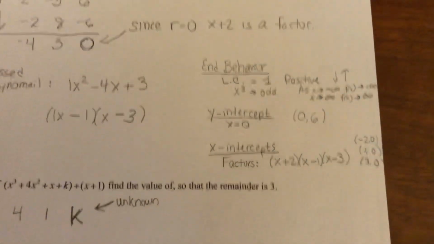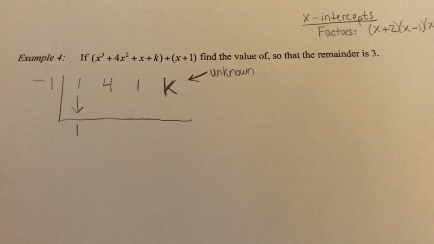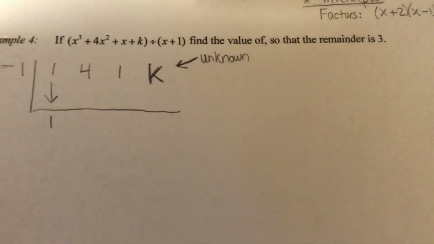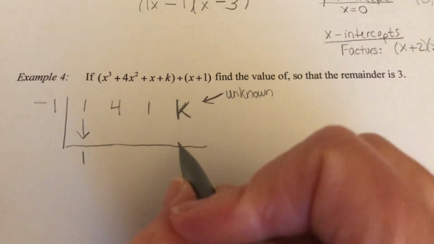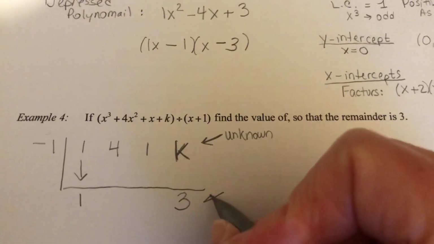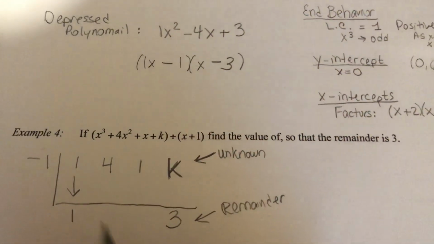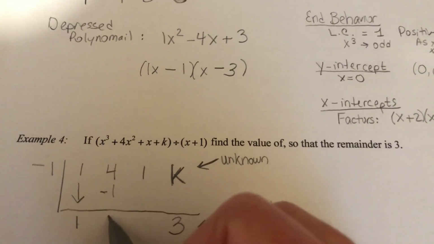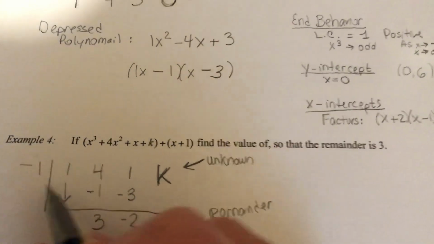The last example on the notes is asking us to find a missing value there, a constant k. We know that x plus 1 is going to divide into this, giving us a remainder of 3. So I have that set up, and that's my unknown k, and I know the remainder is 3. All right, so I'm going to put that in there. So we brought down the 1, we multiply, add, multiply, add, multiply.